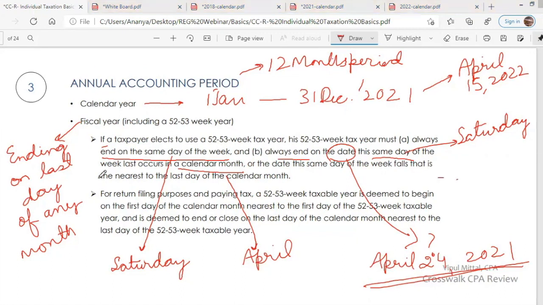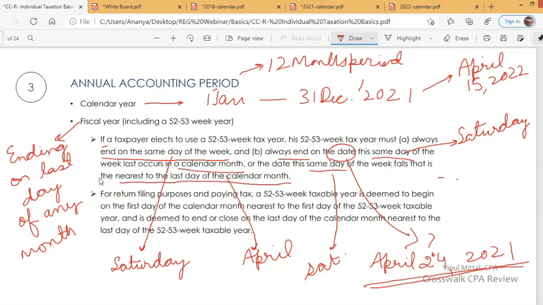Okay, let's complete point B. Or it may end on the date this same day of the week falls that is nearest to the last day of the calendar month. So it may end on the date this same day, I'm talking about Saturday, that is nearest to the last day of April.